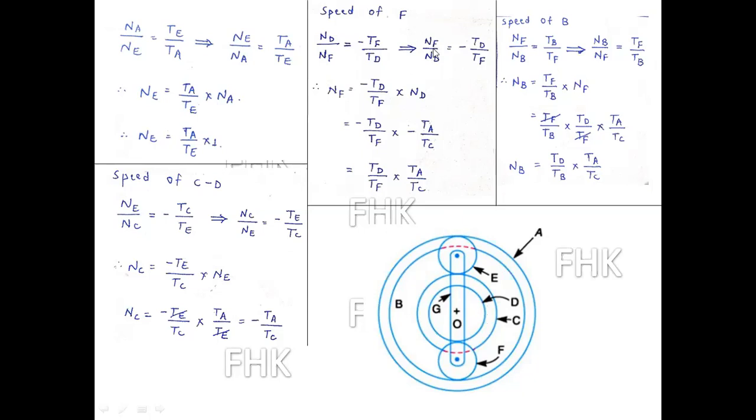So NF by ND is equal to minus TD by TF. Reciprocal of this because I have to find out NF. So I am taking NF in numerator. So NF is equal to minus TD upon TF into ND. So what is the value of ND? This value of ND is equal to NC, and NC we have already found out here. So putting the value of ND as minus TA upon TC, I am getting here minus TD upon TF into minus TA upon TC, minus minus will become plus here. So speed of NF is equal to product of number of teeth of D and A divided by product of number of teeth of F and C, TD TA upon TF TC.